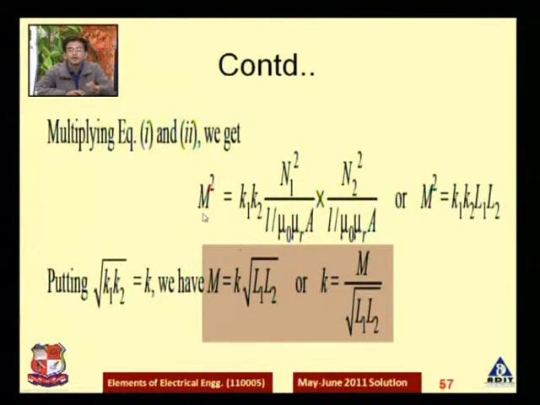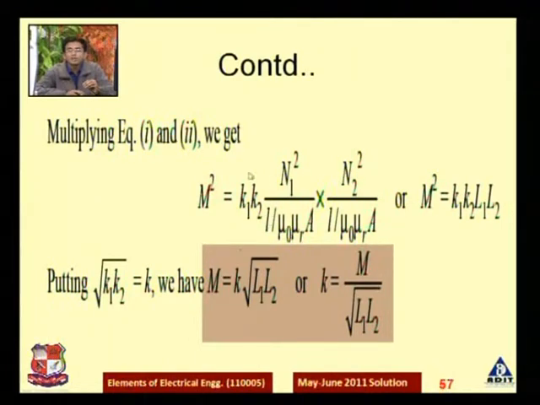What is M? M is the mutual inductance of the inductor. So for M square you will get K1 into K2 divided by N1 square divided by L upon mu 0 mu r A. What is this, L upon mu 0 mu r A? It is the reluctance. This is the reluctance for coil 1, and this is the reluctance for coil 2. What are N1 and N2? N1 and N2 are the number of turns in coil 1 and coil 2.